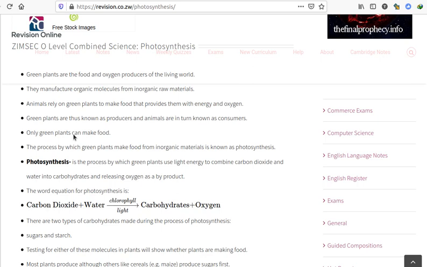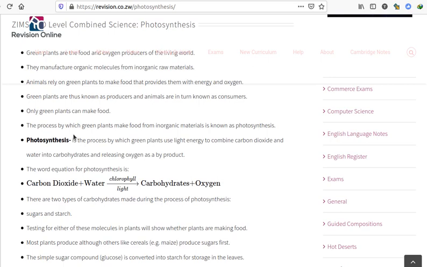And we are saying on our third point that animals rely on green plants to make food that provides them with energy and oxygen, right? All animals, they actually depend on green plants. Green plants make the food and produce energy which the animals then use. Okay, on our fourth point, we are mentioning that green plants are thus known as producers and animals are in turn known as consumers. So plants produce and animals consume. That's basically what you are bringing home there, right?